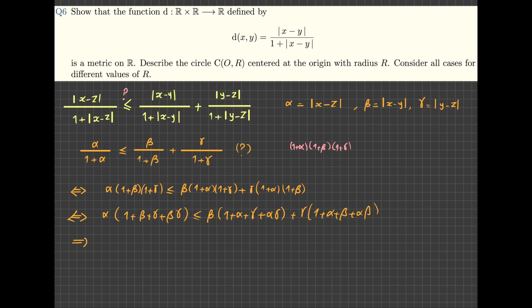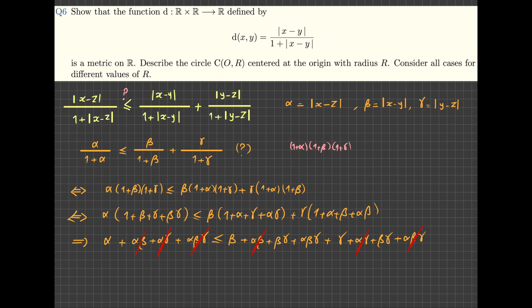And then I multiply alpha in, so alpha plus alpha beta plus alpha gamma plus alpha beta gamma is less than or equal to beta plus alpha beta plus beta gamma plus alpha beta gamma plus gamma plus alpha gamma plus beta gamma plus alpha beta gamma. And now what happens? This alpha beta gamma and this alpha beta gamma are cancelled. This alpha beta and this alpha beta are cancelled. This alpha gamma and this alpha gamma are cancelled. And the important thing is that this is also reversible.